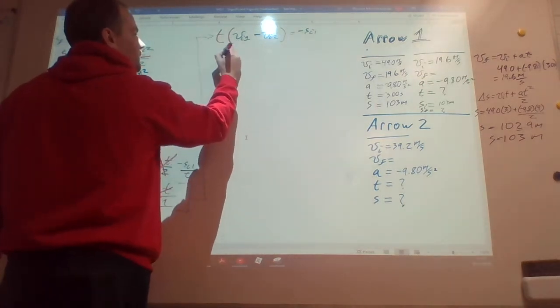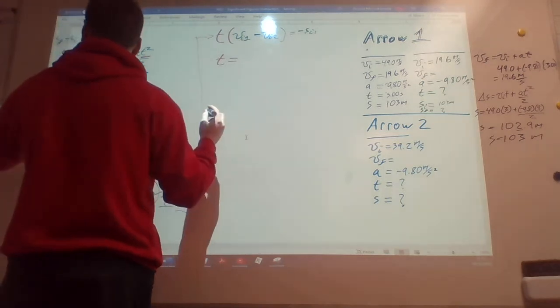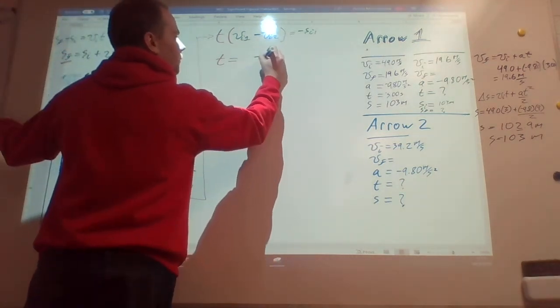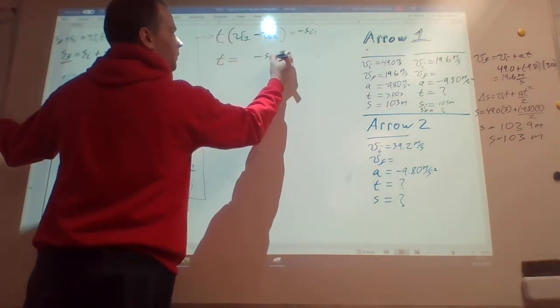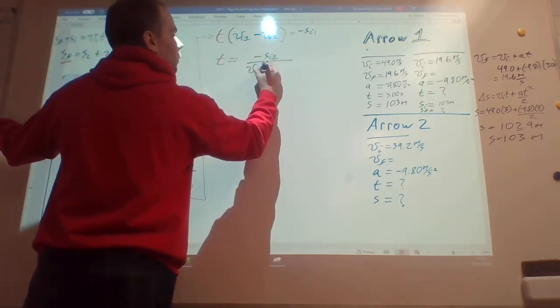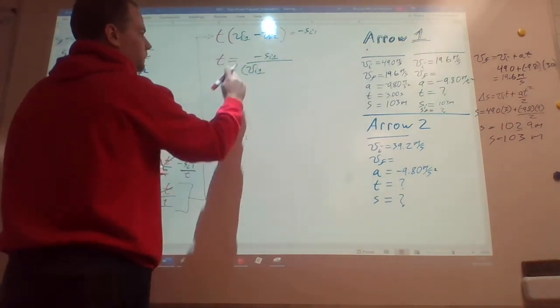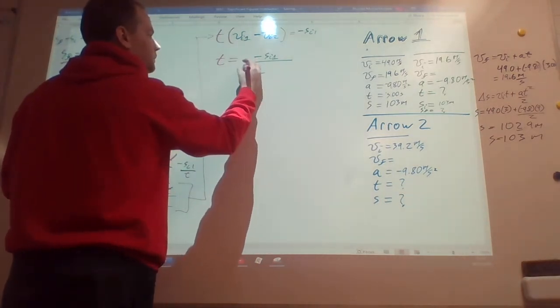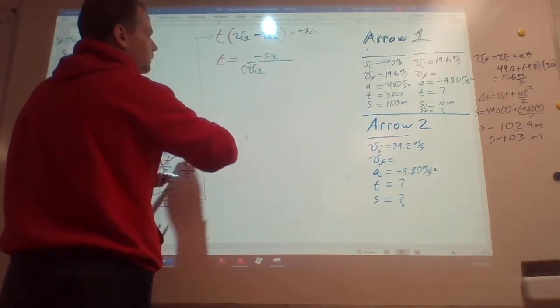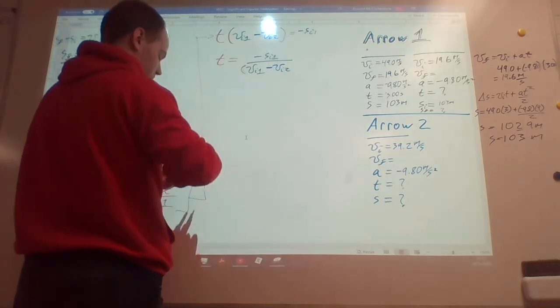So we get that t is equal to negative si1 divided by vi1 minus vi2.